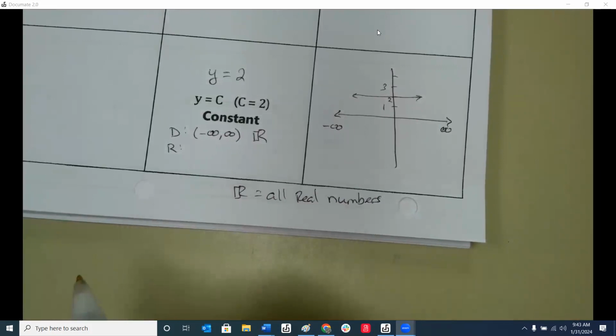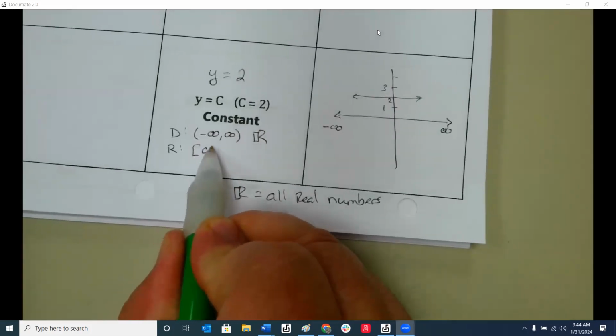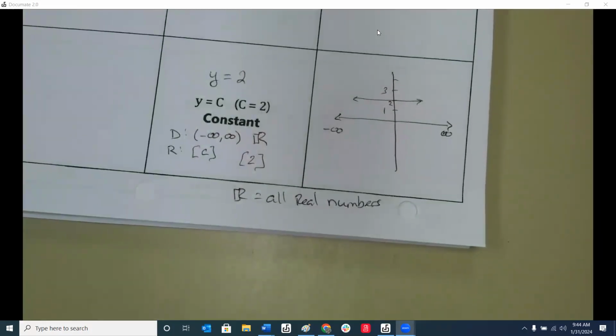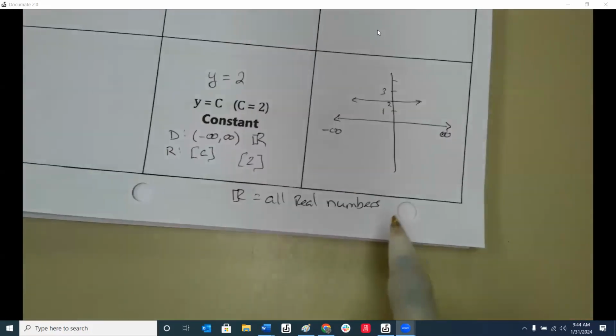So what's the range? The range is the y values. What's the range of this equation? Look at the picture. Look at the y values only. What do you get? It's whatever the constant is. In our case, it's 2. So that's that equation. That's a constant equation.